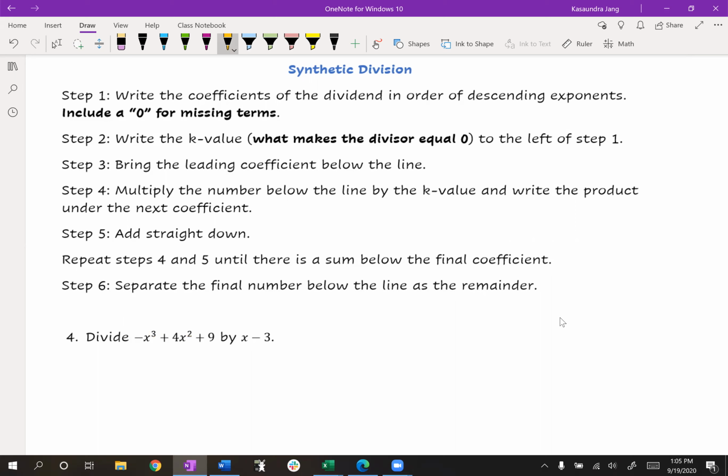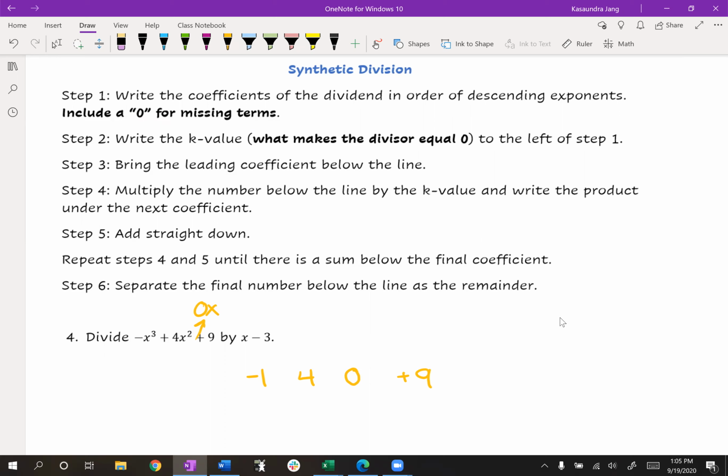So I'm going to put these in order here. I've got a negative 1x cubed, a positive 4x squared. I don't have any plain x's, so I'm going to say 0x and then a constant of 9. So yes, I did squeeze in a 0x here. Okay, so it says exactly right here, include a 0 for missing terms. That's where this 0 came from.